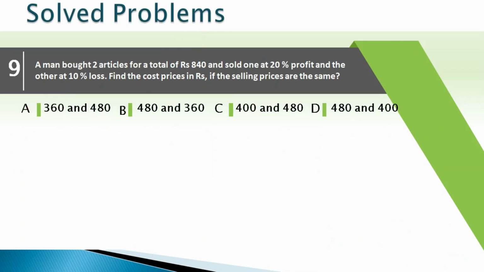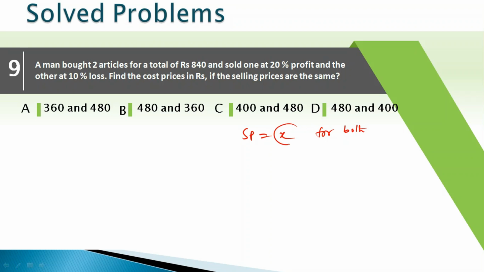A man bought 2 articles for a total of rupees 840. 2 आर्टिकल को खरीदा है 840. किसका कितना दाम है, it is not said. 2 आर्टिकल का different price होगा, not same. Okay, and sold one of them at 20% profit and one at 10% loss. What is the cost price in rupees if the selling prices are same? Selling price was same for both the cases. So let's say the selling price was X for both.